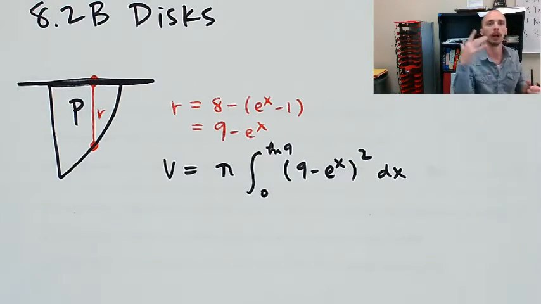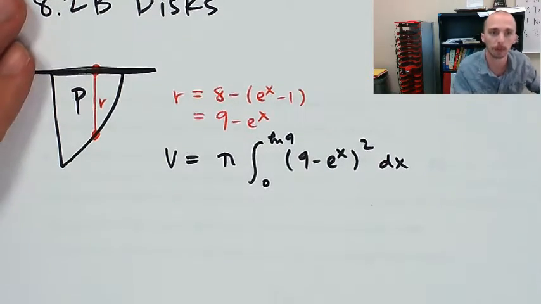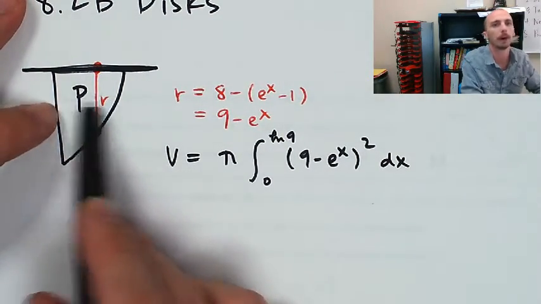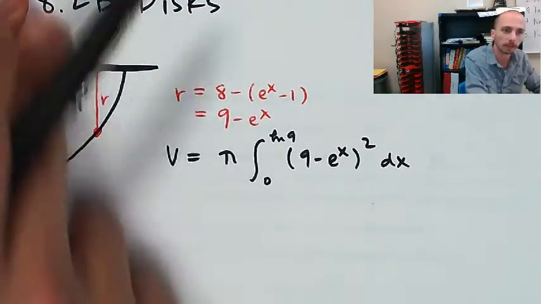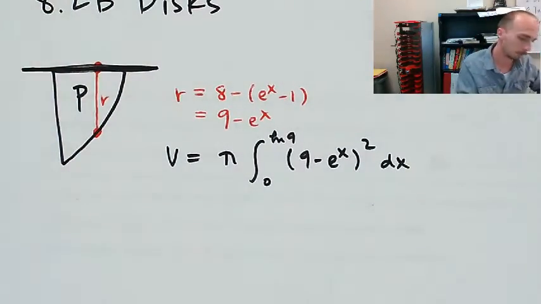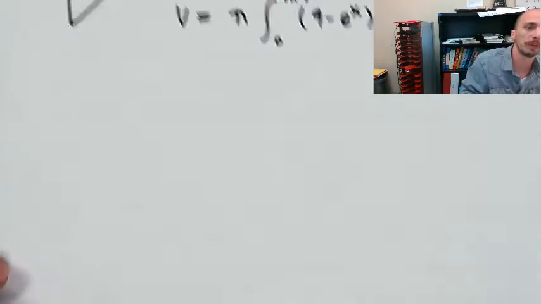Be able to do disks rotating around a vertical axis with Q. I could do it with P, I suppose, but it would look very similar. It would just be right minus left. That would be my radius if I was rotating around this vertical axis, the y-axis, and otherwise it would be pretty similar. Okay, and then the last type of volume we've got is the known cross sections.